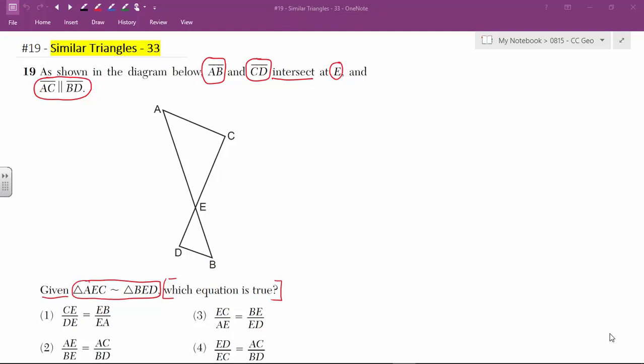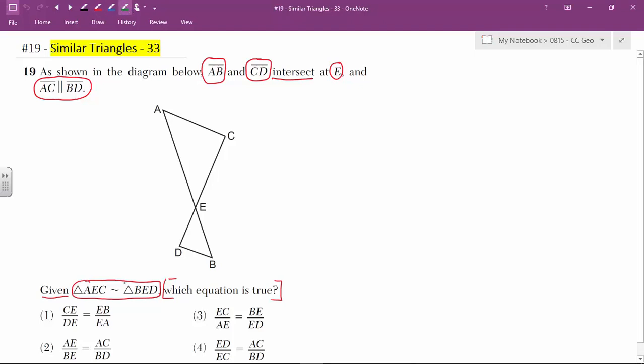Problem number 19. As shown in the diagram below, AB and CD intersect at E, and AC is parallel to BD. This is the most important fact that we're going to get to. Given triangle AEC is similar to triangle BED, which of these equations below is true? So that similar fact is what really sets us up with everything we need.